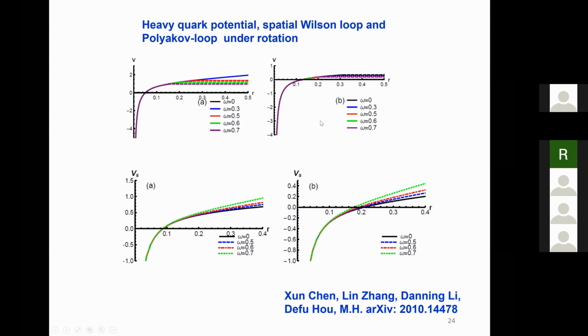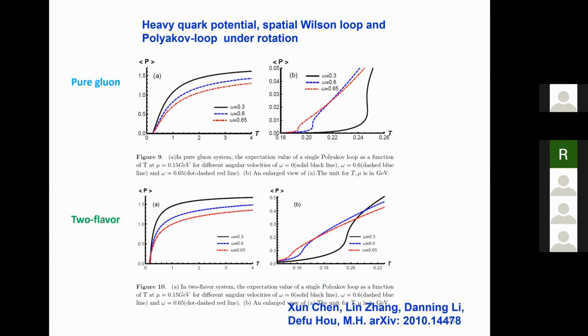And also we can check the Polyakov loop for the pure gluon system and two flavors. You can see this first order phase transition, this T_c with different omega, and this corresponds to the T_c determined by thermodynamic potentials. So this is a kind of self-consistency check. Okay, so I think I'm finishing very quickly.